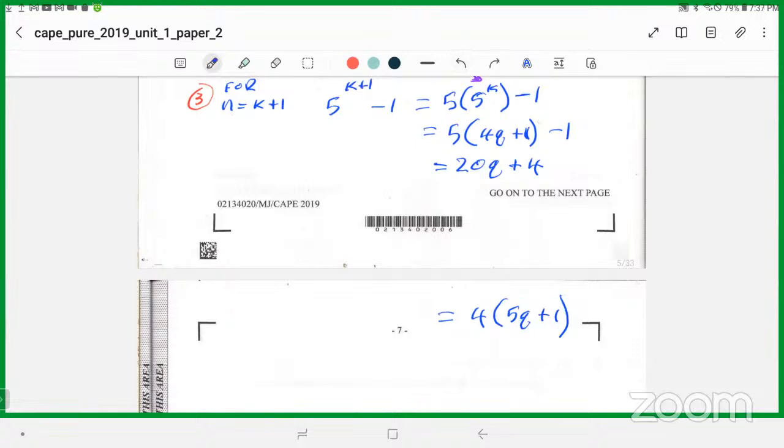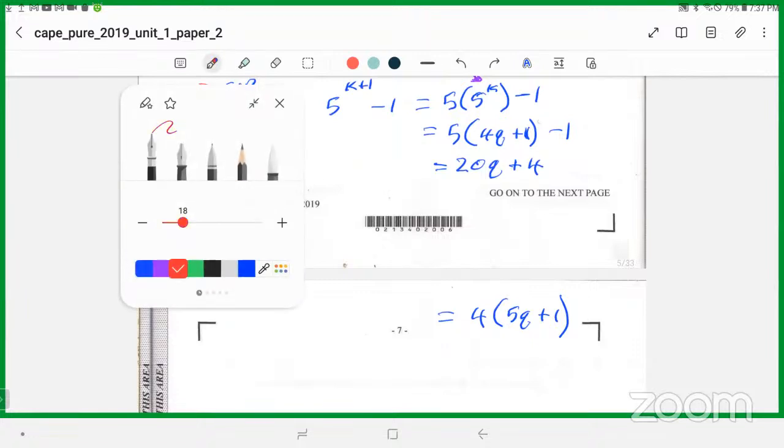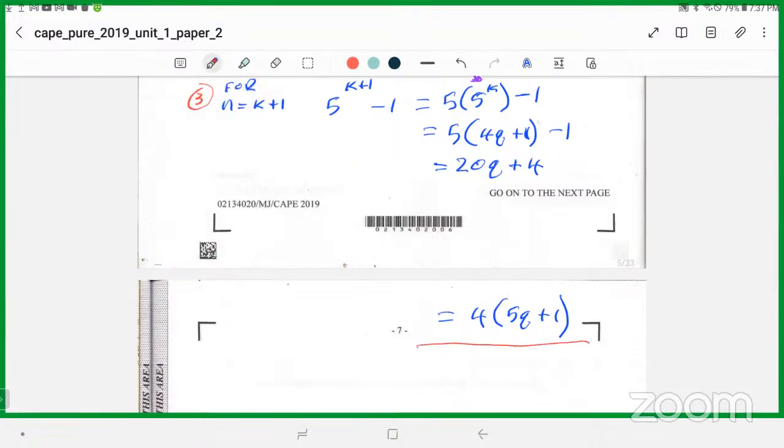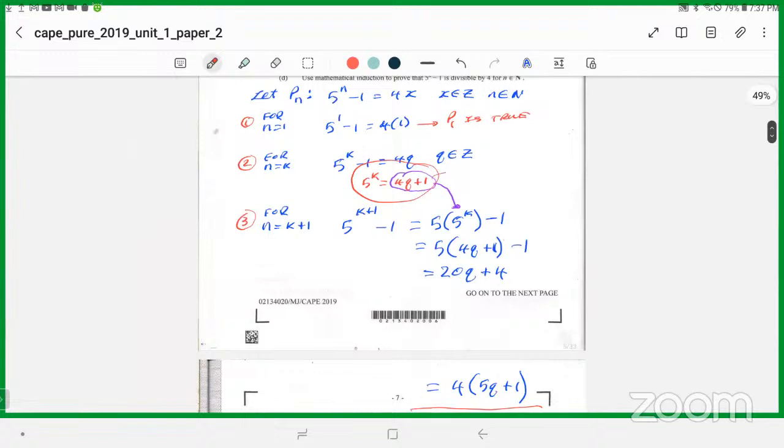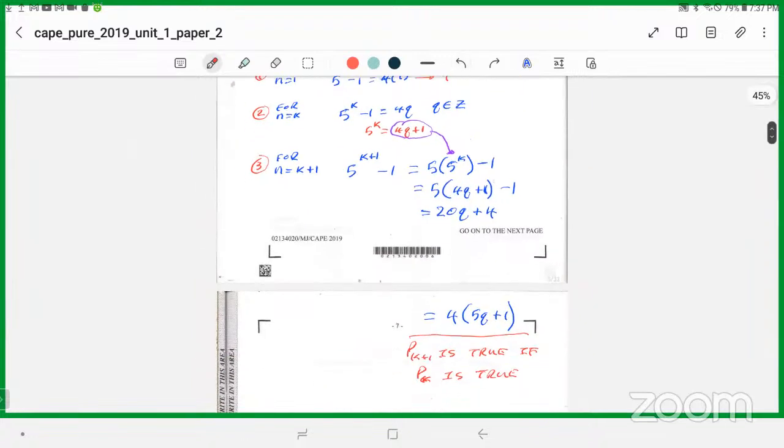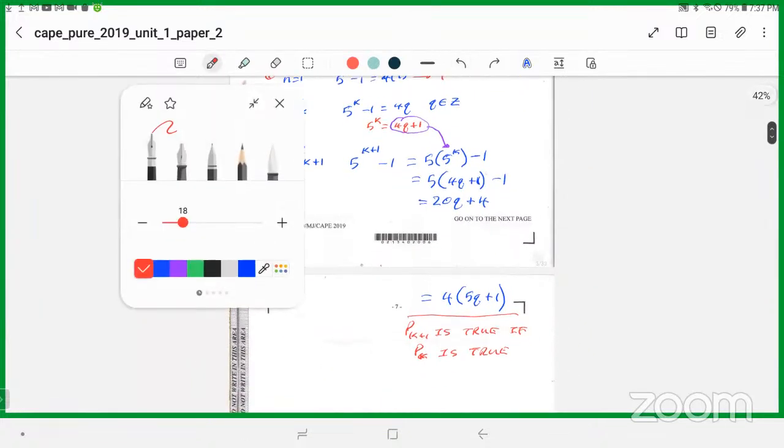So therefore, it is true for n equals k plus 1. So we can write that statement now, that P(k+1) is true. I must say, if P(k) is true. Why am I saying if P(k) is true? Because remember, we use the P(k) result in the P(k+1) result, and we got this expression. So it is true if P(k) is true. And once you reach there, you can draw your conclusion again.